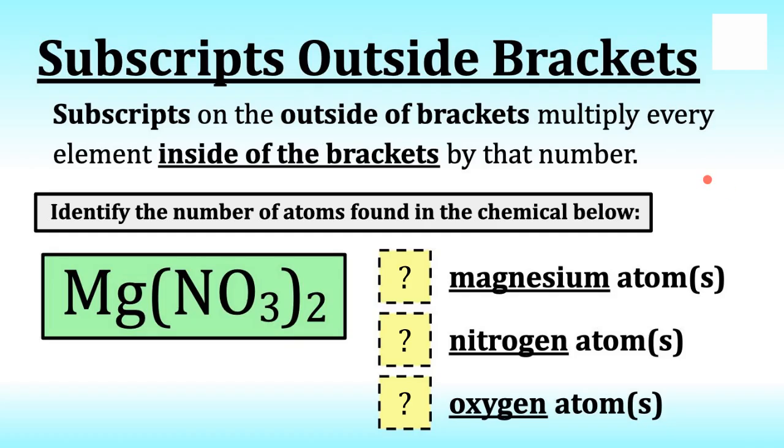Get my pen going here. So this is a subscript here, and it accounts for these brackets. So this is 2 times 3. So this means there's 6 oxygen atoms in here. Get my pen a little bit bigger here.